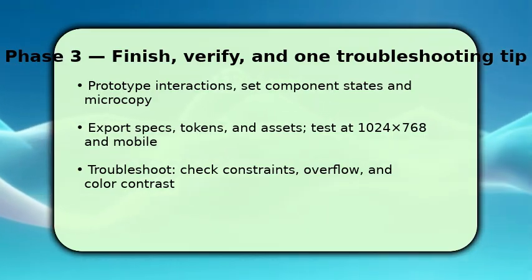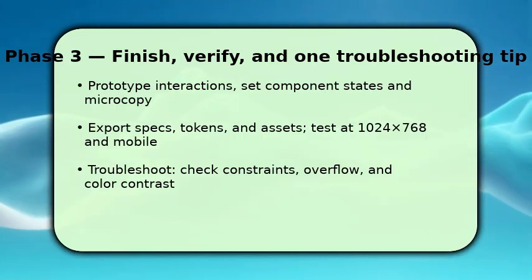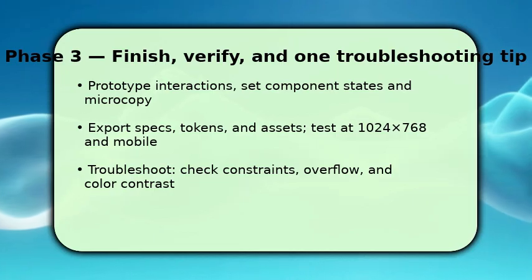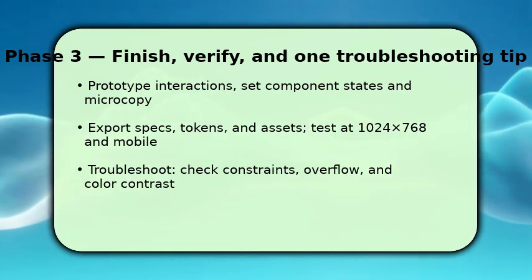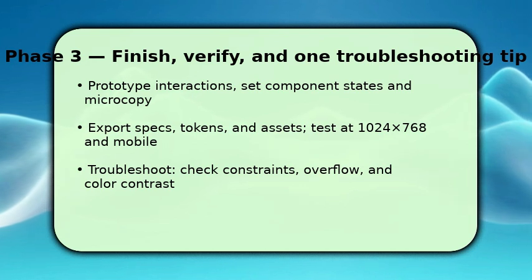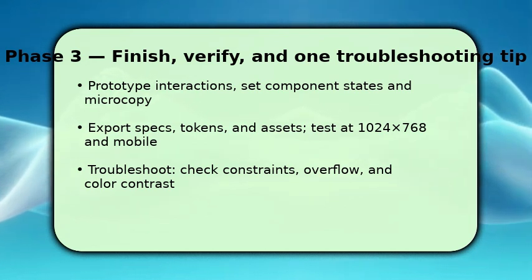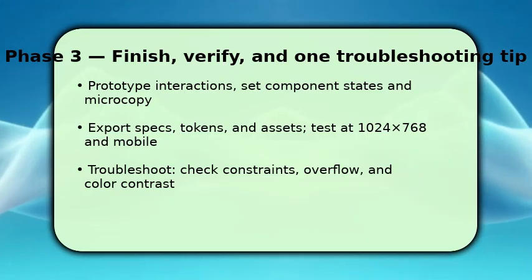Make sure microcopy clarifies actions and accessibility labels exist. If things go wrong, check constraints, overflow, and color contrast first. These are the usual culprits. Finally, iterate based on feedback and lock the core components to prevent accidental edits.